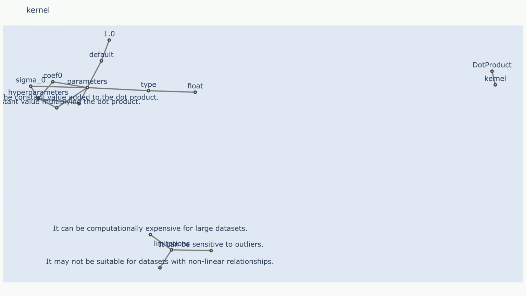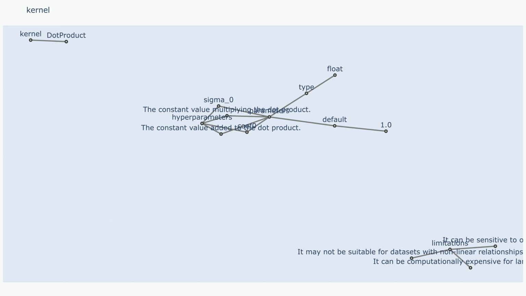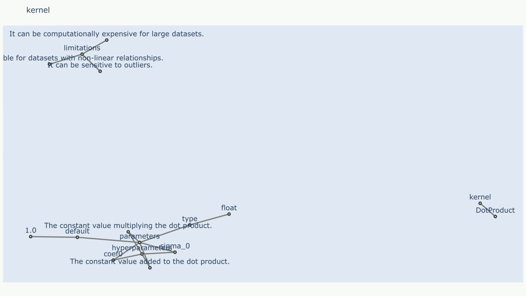6. Example usage. Python. From sklearn.gaussian_process import GaussianProcessRegressor. From sklearn.gaussian_process.kernels import DotProduct. Define a dot product kernel with default hyperparameters. kernel = DotProduct(). Create a Gaussian process regressor with the dot product kernel. gpr = GaussianProcessRegressor(kernel=kernel). Fit the model to your data. gpr.fit(X_train, y_train). Make predictions on new data. y_pred = gpr.predict(X_test).